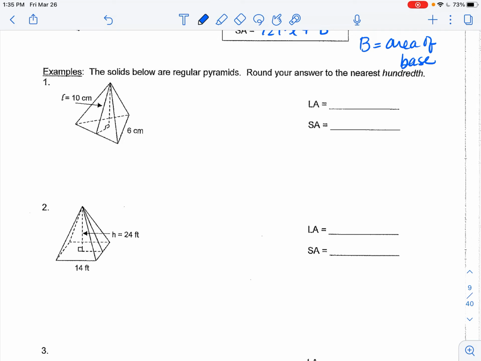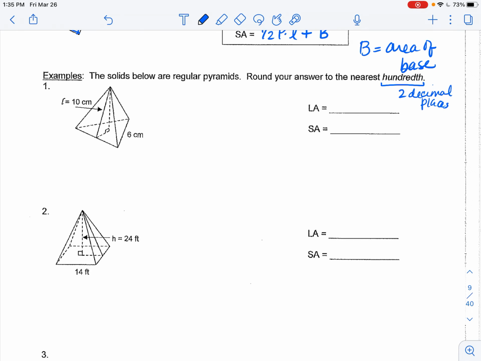The solids below are regular pyramids. Round your answer to the nearest hundredth. That means 2 decimal places. Okay, so first let's start with the perimeter of the base. We see that we have a triangle here, so we have 3 sides, and each side is 6 centimeters, so 6 times 3, and the perimeter of the base is 18 centimeters.